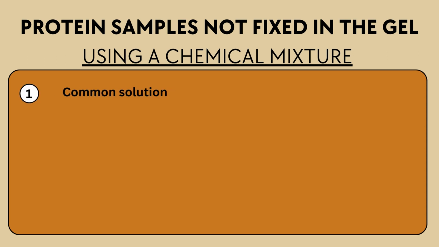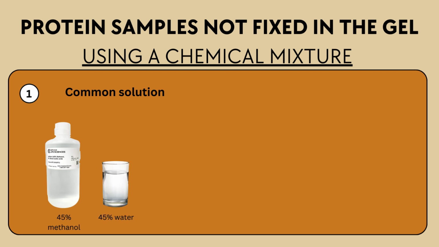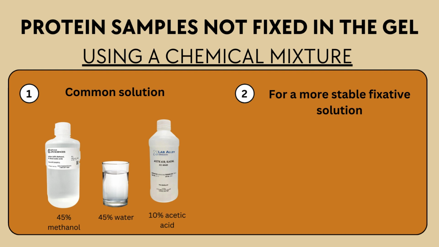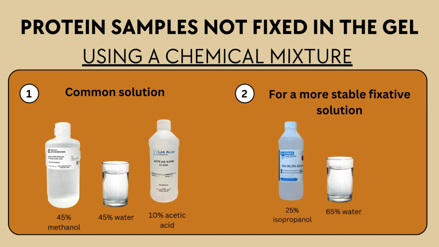One way to do this is to soak the protein gels in 45% methanol, 45% water, and 10% acetic acid for an hour. Alternatively, for a more stable fixative solution that can be stored for a longer period of time, the gel can also be soaked in a mixture containing 25% isopropanol, 65% water, and 10% acetic acid.